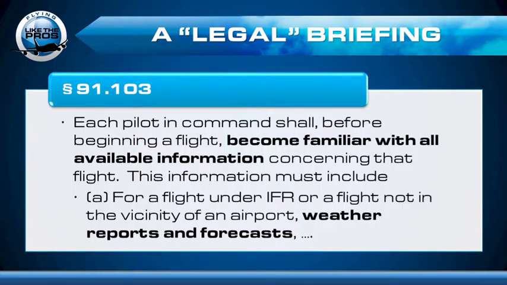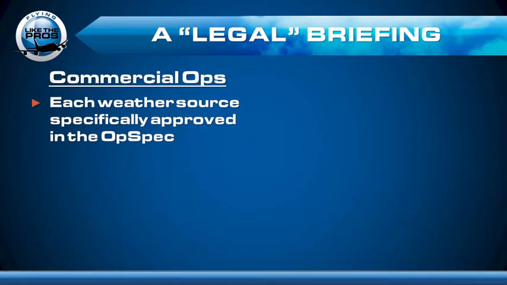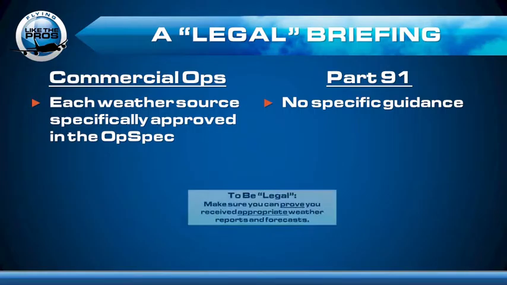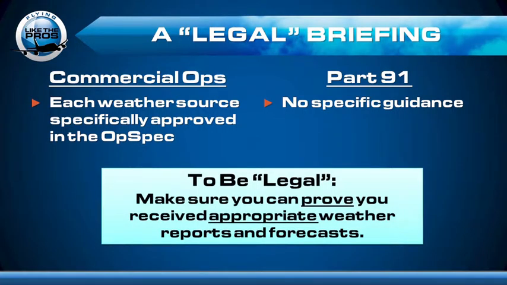But if you ask around, you'll find confusion or disagreement over what the FAA considers valid weather reports and forecasts. If you're a commercial operator, well, then the answer is easy. It's spelled out for you in your op specs. But if you're flying under Part 91, then it's not so easy. There's no specific guidance. We believe that to be legal, you need to be able to prove after the fact that you have received the appropriate weather reports and forecasts. And the best way to do that is to get your briefings the way the pros do.